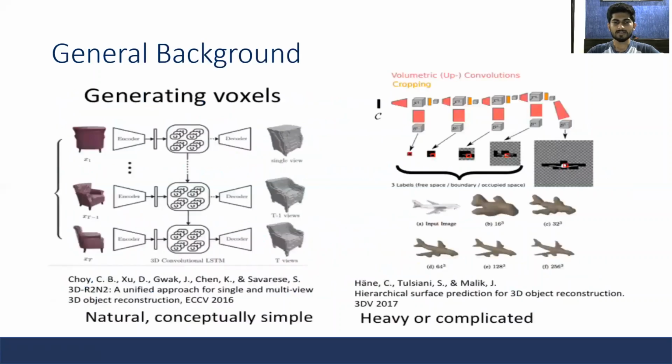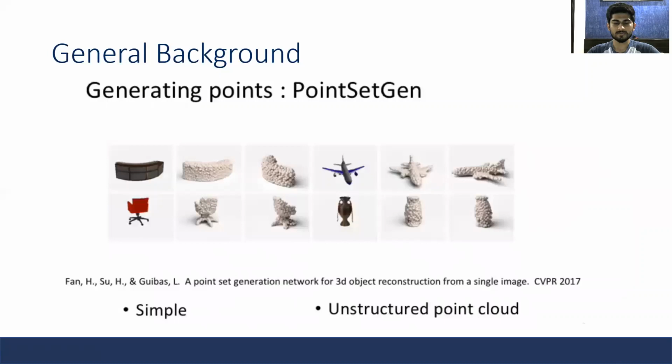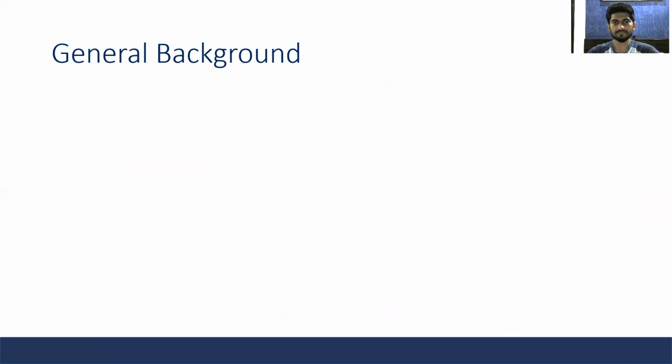Talking about the background, like I said before, voxel grids and the hierarchical surface prediction methods: the voxel grids suffer from the problem of memory issues, while the hierarchical surface prediction methods are pretty much complicated and memory intensive as well. And there is also this point set gen method, which can help you in generating surface using point clouds. But as you can see, the surface is very bubbly and you don't really have a textured output. So it's simple yet unstructured.